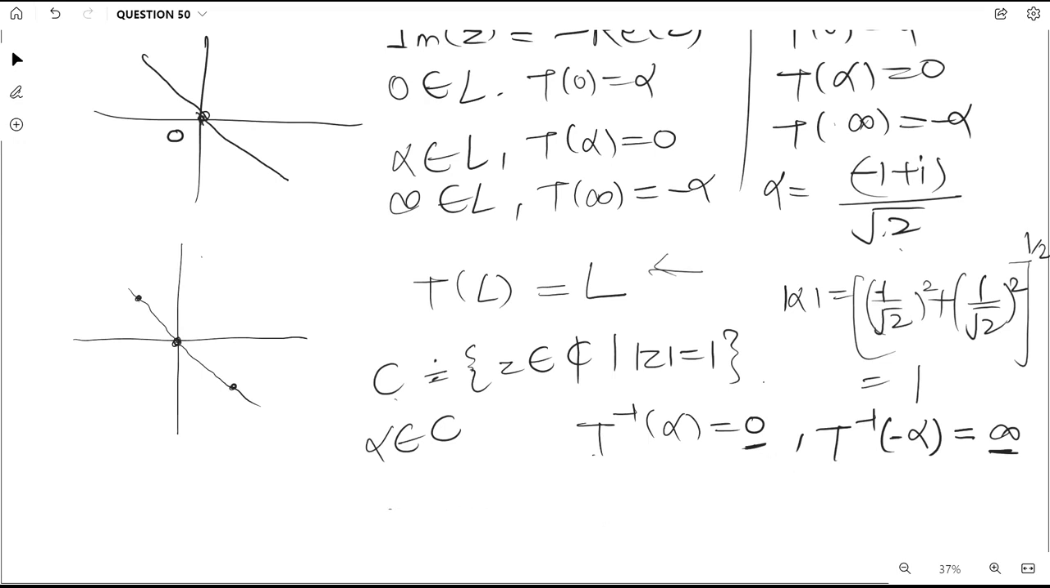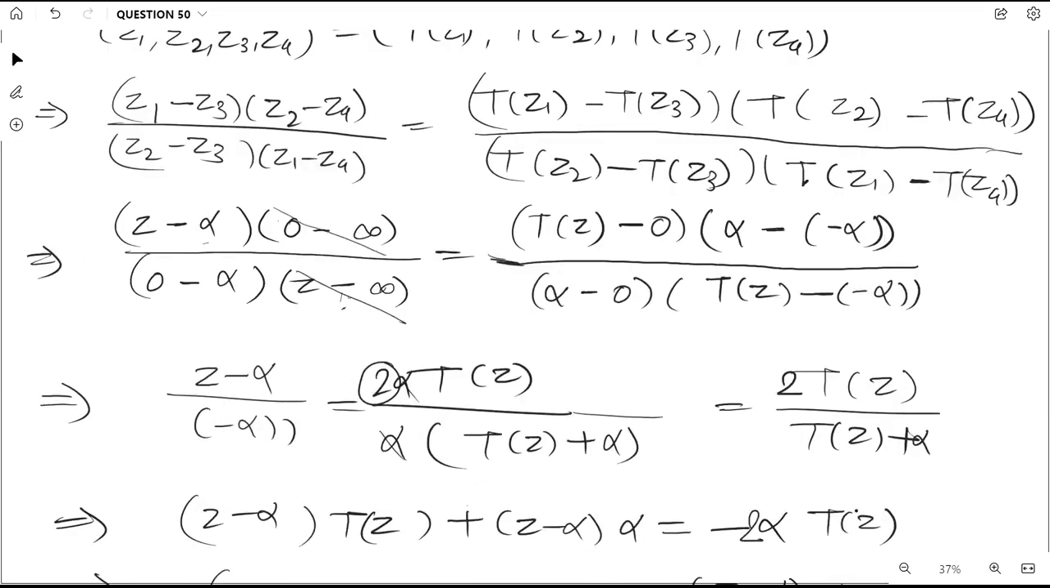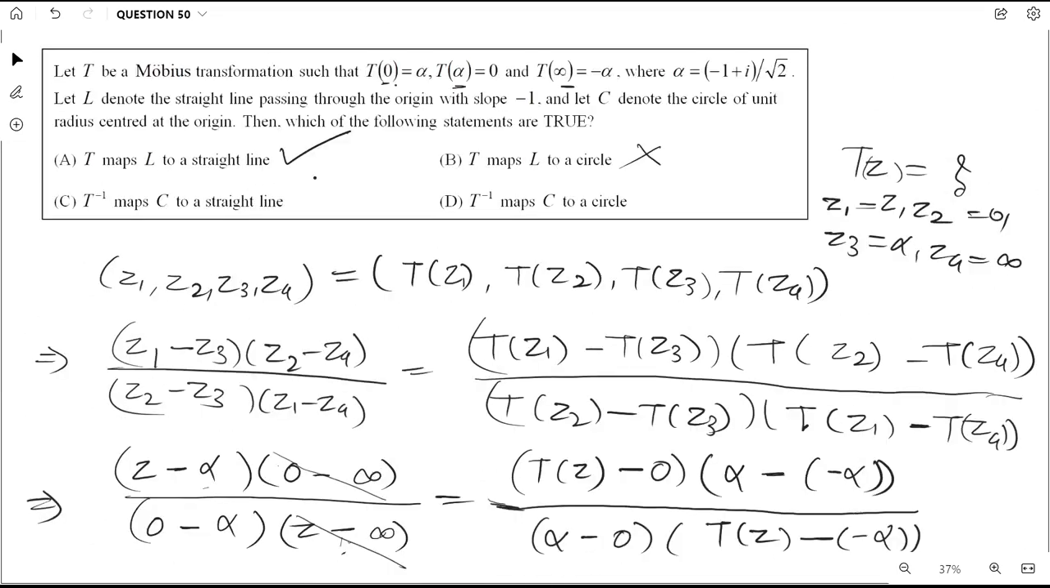So from this, T inverse maps C to a straight line, right? So let's check which option is that. T inverse maps C to a straight line. Okay, so that's option C. So options A and C are correct here. Okay, so I hope you all understood this solution. See you in the next video. Thank you.